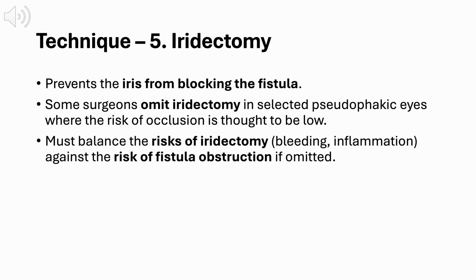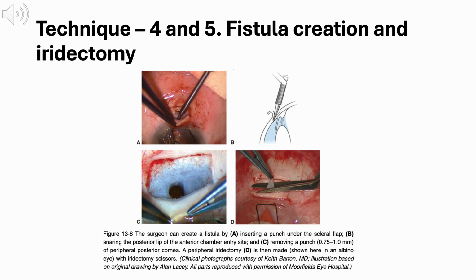Some surgeons omit the iridectomy in carefully selected pseudophakic eyes where the risk of occlusion is low, but that choice requires confidence in the anatomy and the stability of the anterior chamber. Ultimately, it's a balance. Performing the iridectomy adds a bit of bleeding and inflammation, while skipping it raises the possibility of the fistula plugging off. The decision hinges on the specific eye in front of you and the surgeon's threshold for postoperative risk.